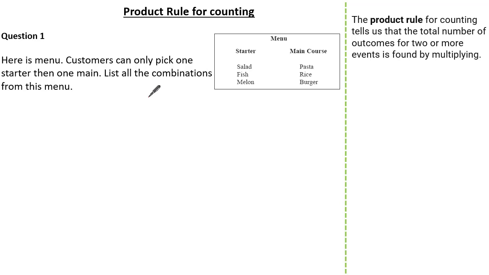Here the question states, here is a menu. Customers can only pick one starter and then one main. We're asked to list all the combinations from this menu. See if you can give it a go and press pause if you need.